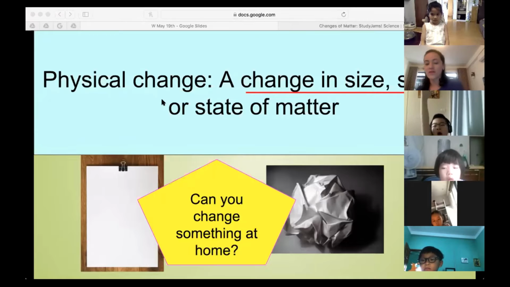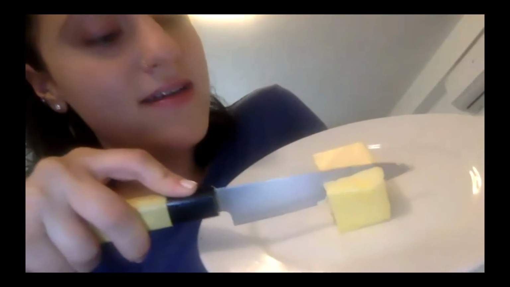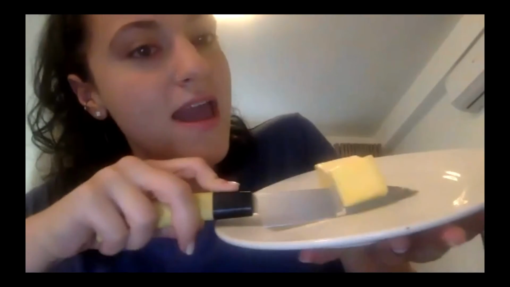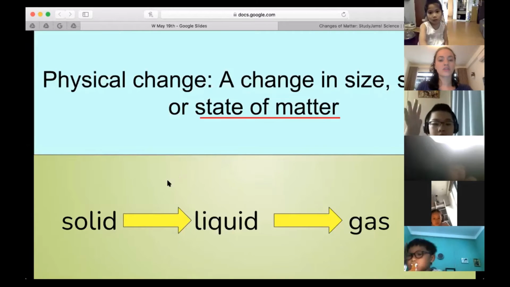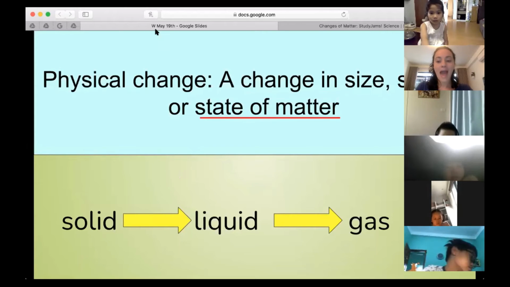I have some butter with me here. I'm going to physically change my butter. Ready? Oh, let me cut off a smaller piece. Here's my butter. I'm going to cut. All right, it's still butter. Now I just have one piece of butter like this. It's just a physical change. It's still butter. Okay? Next, physical change, a change in size, shape, or state of matter.